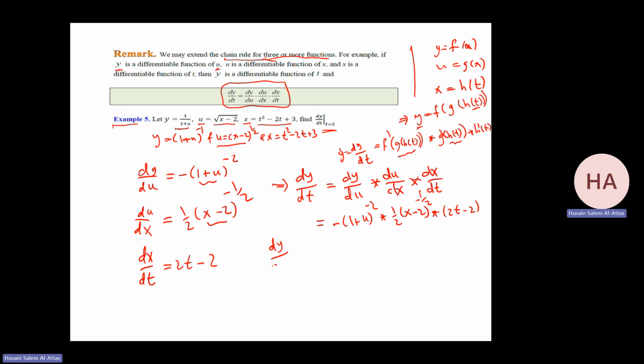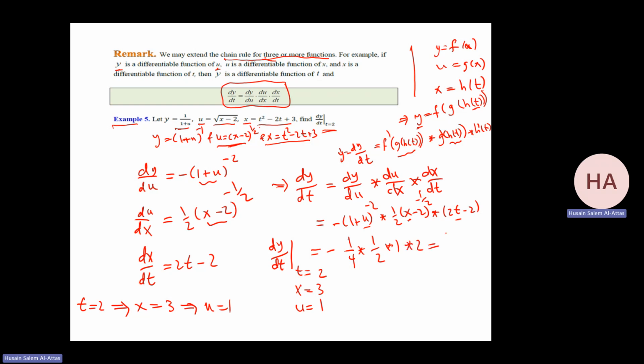Now we need to find that derivative at t equal 2. I have t equal 2, but I need x and I need u. How to get that? I get it using these. If t equal 2, plug it here: x will be 4 minus 4 plus 3, so x will be 3. If x equal 3, plug it here: u will be equal 1. So if t equal 2, x equals 3, u equals 1. Plug it in: minus 1 plus 1, this is 2 to the power minus 2, which is 1 over 4. This is half, this is times 1. 2t minus 2, 4 minus 2, that is 2. So the answer is minus 1 over, and that will be the answer.